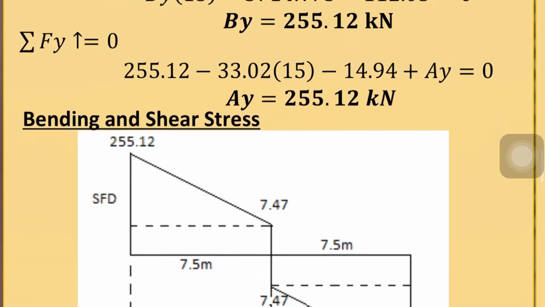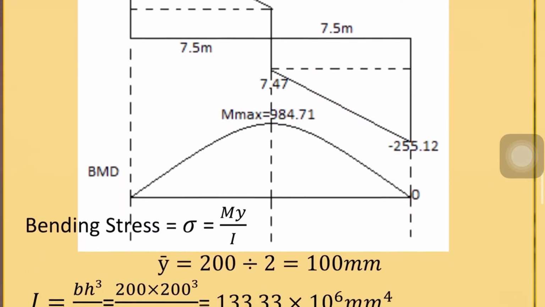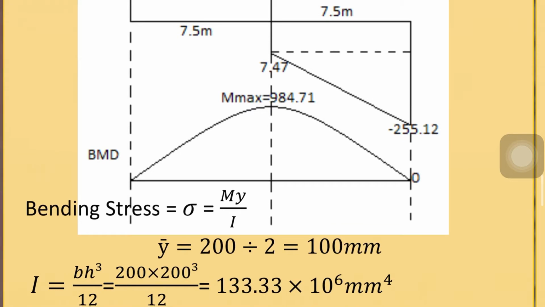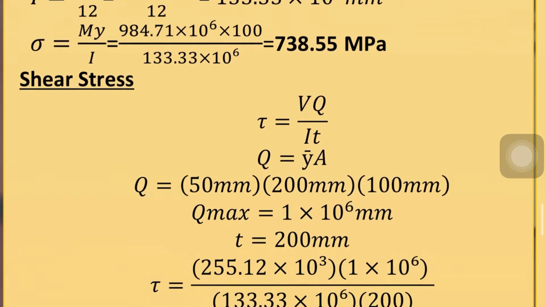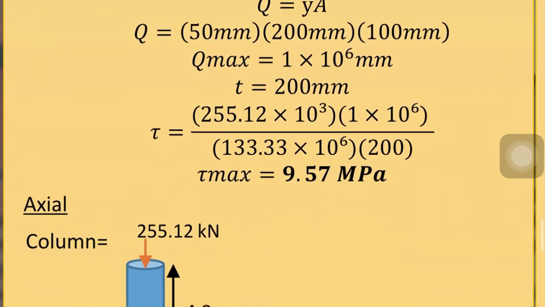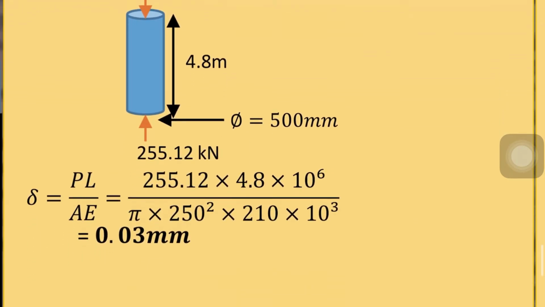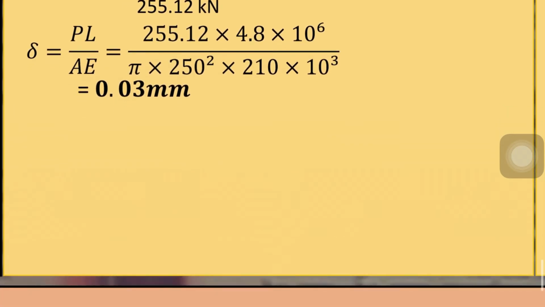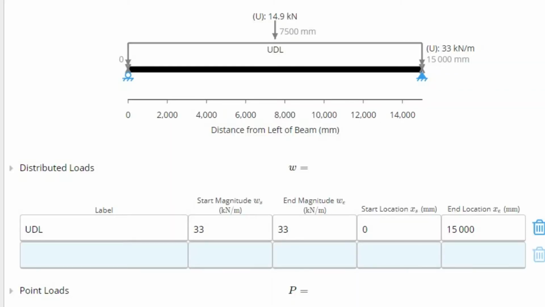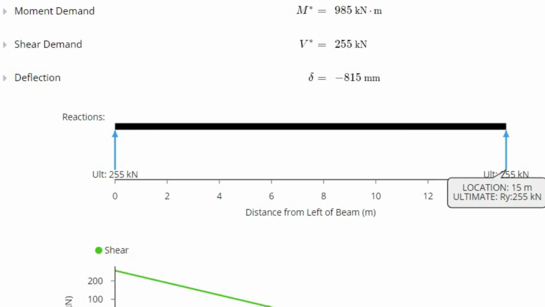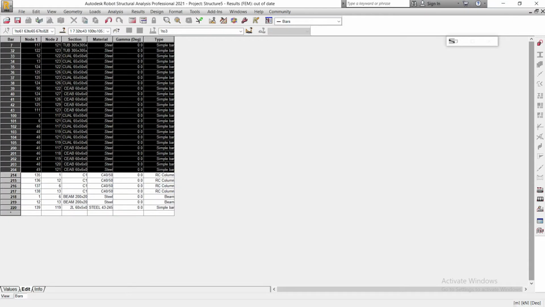And then we can get the support reaction, which is 255.12 kN for both supports, where we are using a roller support and also a pin support. After that, we find the bending stress and also the shear stress. We get the answers of 9.57 MPa and also 783.55 MPa, and the axial deformation of the column is 0.03 mm. We are using a calculator to obtain the bending stress, shear stress, and also the deflection of the beam throughout the software. And the load of the trusses can be obtained in the software.